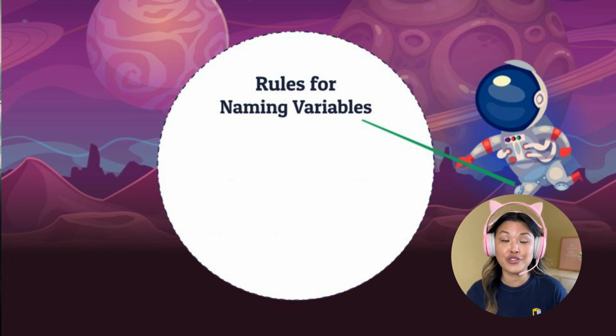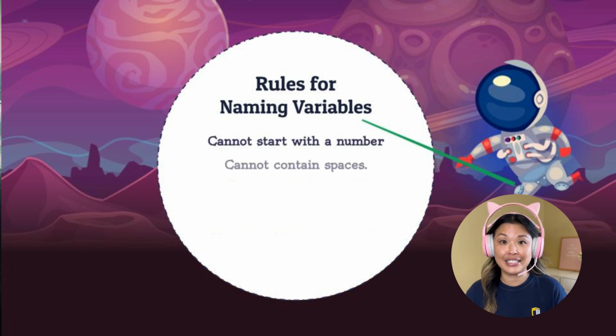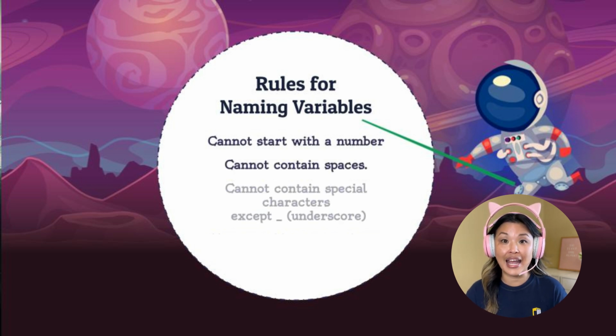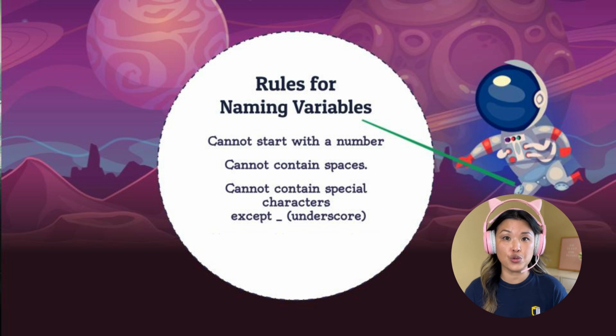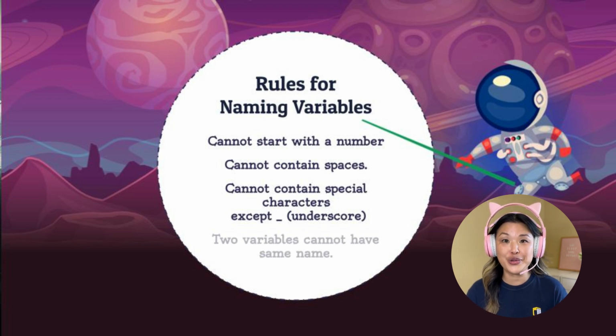All right, our rules for naming variables. It cannot start with a number, cannot contain any spaces, cannot contain any special characters except for the underscore, which we do use, and two variables cannot have the same name.